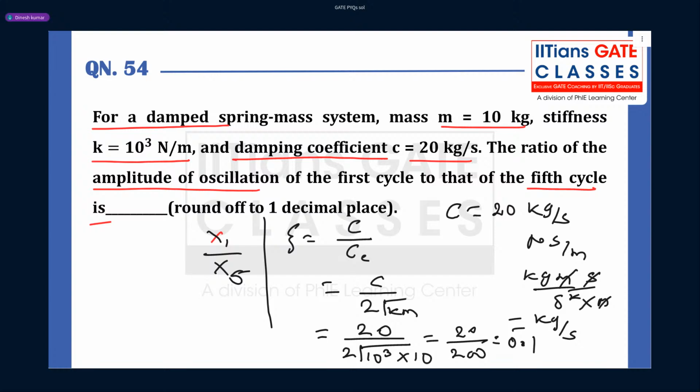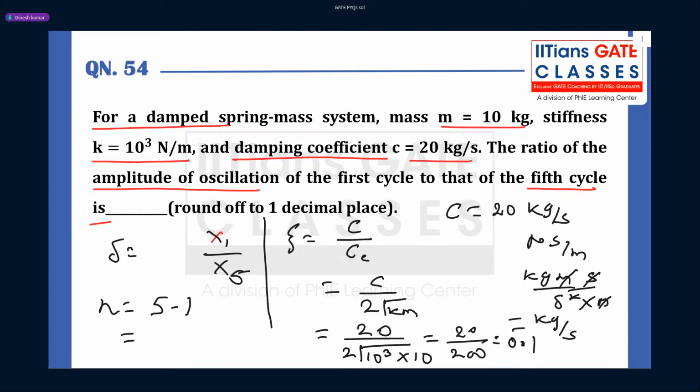Yeah. Now once you get zeta, we already know the logarithmic decrement delta. So delta here will be based on the nth amplitude and the first amplitude, right? What is the nth amplitude? It is the fifth. What is the first amplitude? 1. So what will be the n value here?